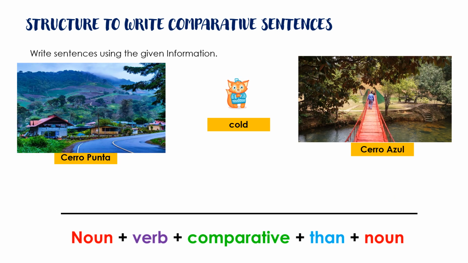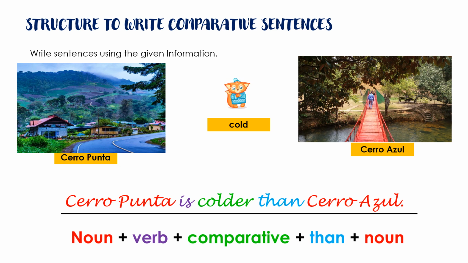Now we have two cold places that Panama has. Cerro Punta, that is located in Chiriquí, and Cerro Azul, that is part of Panama City. Of course, both of them are cold, right? And some people like that. Now, Cerro Punta is colder, the comparative form of cold is colder than Cerro Azul.